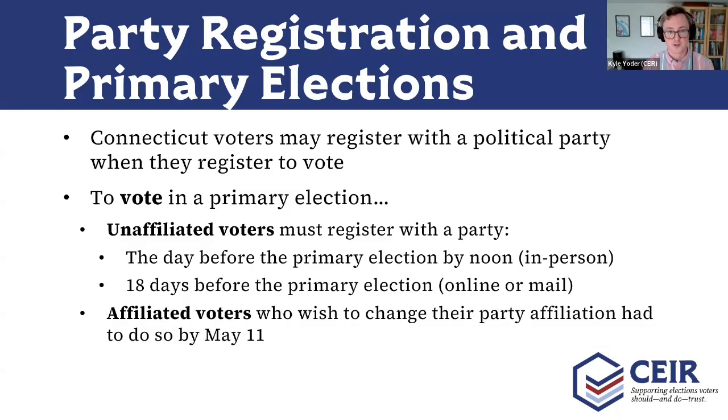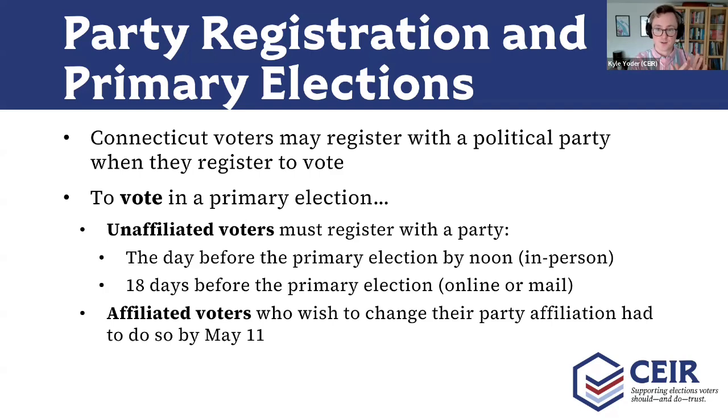One last thing to note about registration for the primary election here in August in Connecticut is that Connecticut primaries are closed, meaning you have to be affiliated with a party in order to vote in that party's primary election. But not to worry, any voters who are currently unaffiliated can still affiliate with a party in order to vote in the primary election. So Connecticut voters should know that regardless of their status, it is not too late, they can still vote in the primary.